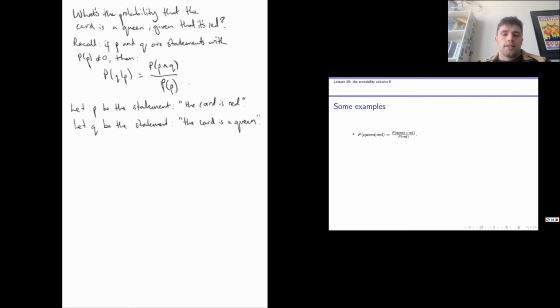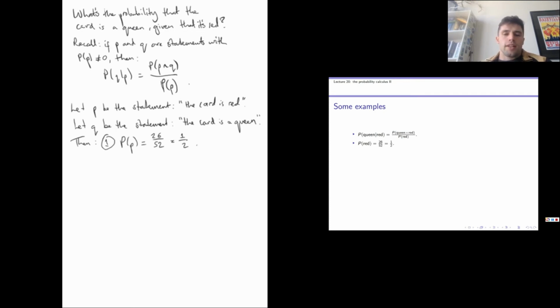So to calculate the thing on the left, we're going to have to calculate both of the things on the right. The denominator is marginally simpler to figure out, so let's do that first. That is, let's calculate the probability that the card is red. Now we know that half of the cards in the deck are red because each suit has 13 cards in it and 2 suits are red. So the probability that the card is red is 26 out of 52, which simplifies to 1/2.